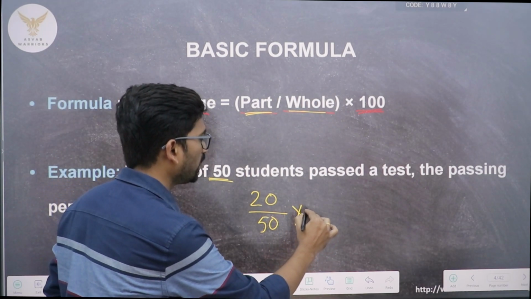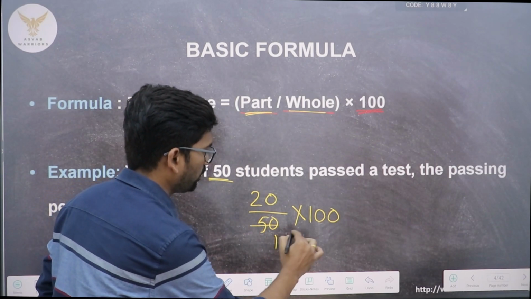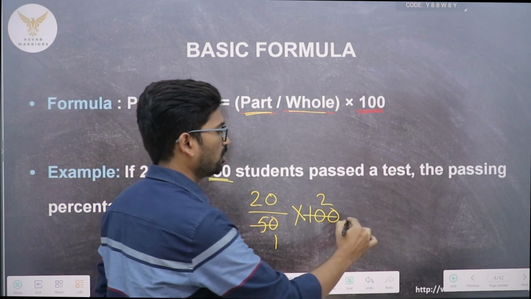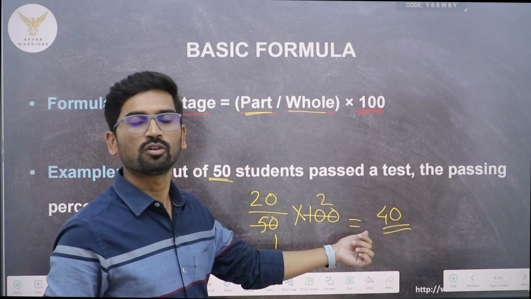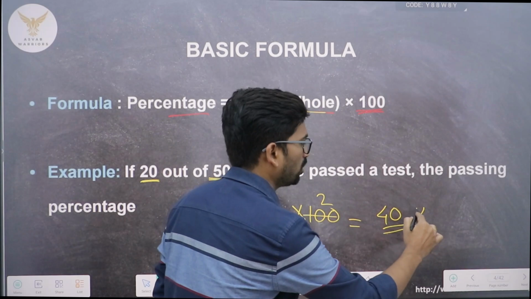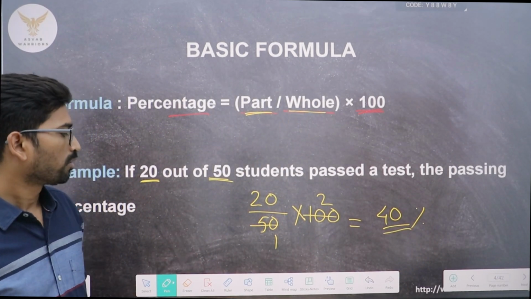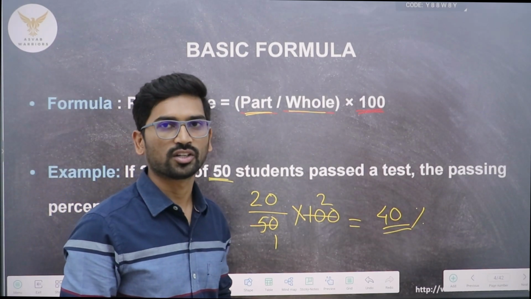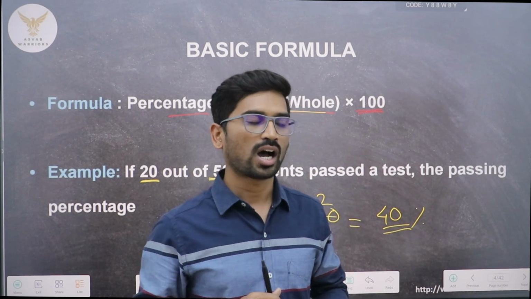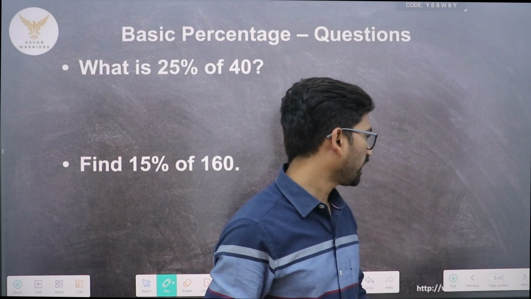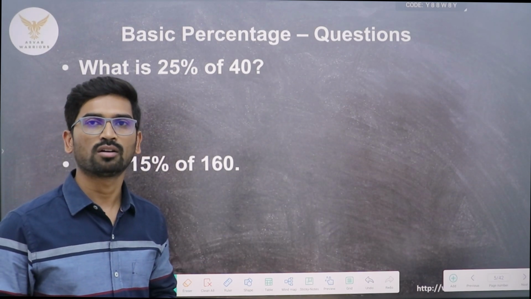So we multiply 20 by 50 by 100. 50 ones are 50, 50 twos are 100, and 20 times 2 is 40. What is this 40? 40 is the percentage. So 40% of the students have passed this particular exam. So this is the usage of percentage. Now we'll solve some simple questions on this formula, how to calculate percentage. The first example is, what is 25% of 40?